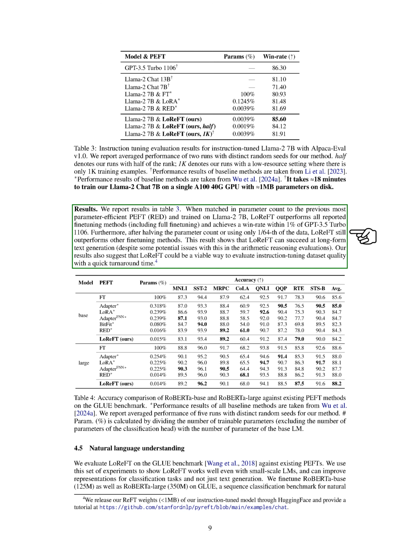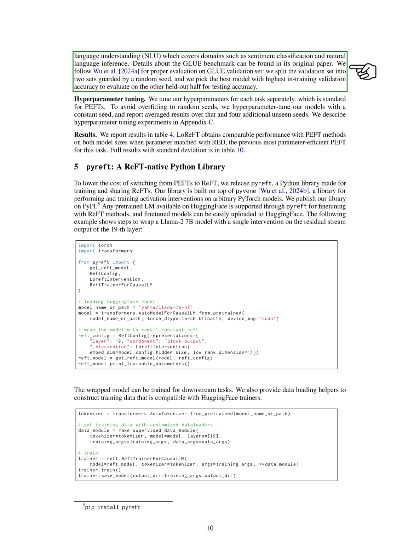The results in the ultrafeedback_result table show that LoReFT outperforms other fine-tuning methods and achieves a win rate close to GPT 3.5 Turbo 1106, even when using fewer parameters or data. This suggests that LoReFT is effective for long-form text generation tasks and could be a valuable tool for evaluating instruction tuning datasets efficiently.